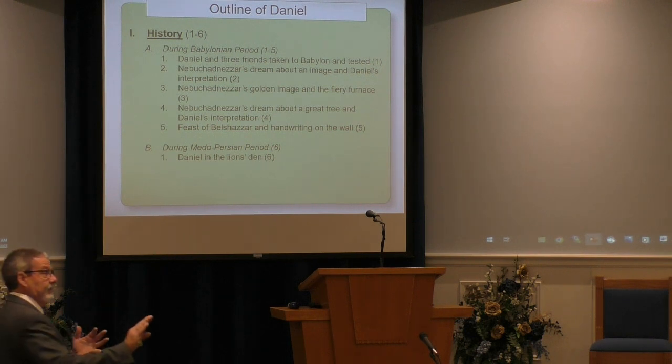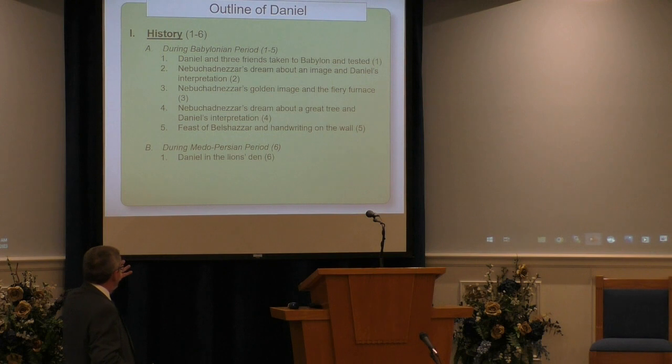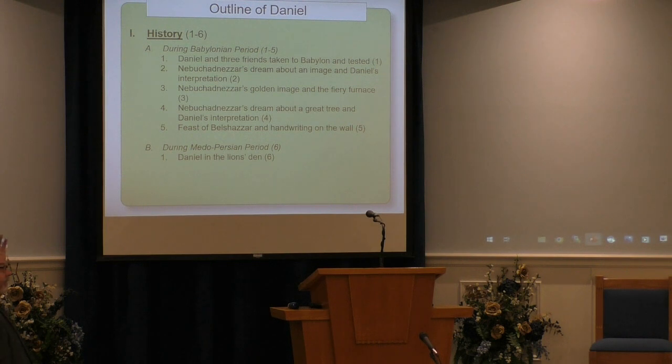Daniel and his friends are tested for the service of the king. Chapter 2, there's Nebuchadnezzar's dream of the image, and Daniel interprets that. Chapter 3, there's the golden image set up and the fiery furnace from which they were delivered. There's Nebuchadnezzar's dream of the great tree and Daniel's interpretation. There's the feast of Belshazzar and the handwriting on the wall. Mene, mene, tekel, upharsin. You remember that?